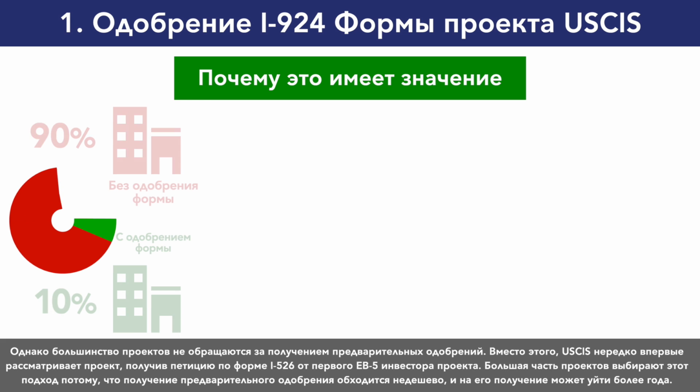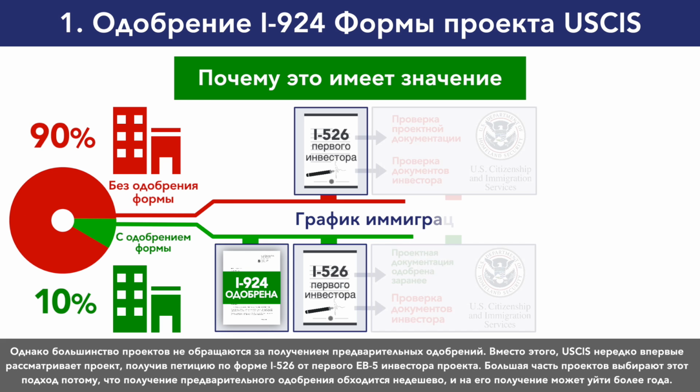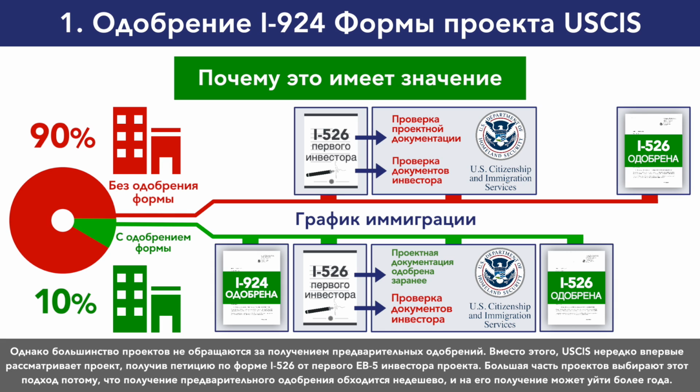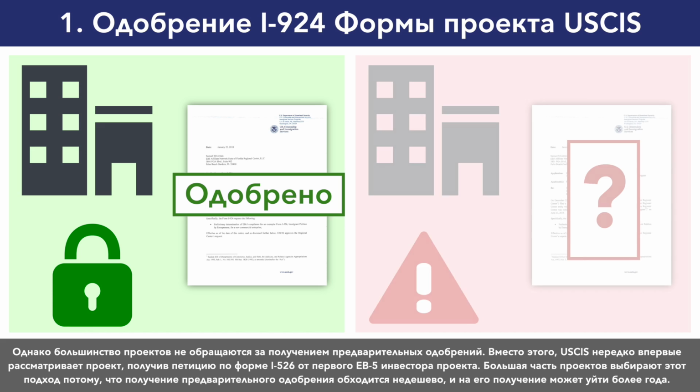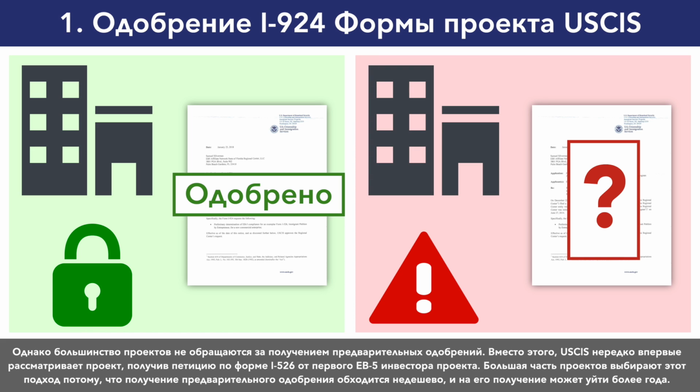Most projects, however, do not seek exemplar approval. Instead, projects are often initially reviewed by USCIS when the first EB-5 investor in a project submits his or her I-526 petition. The majority of projects choose this approach because obtaining exemplar approval is expensive and can take more than a year. Investors in projects without exemplar approval face greater immigration risk because the project may not be approved for the EB-5 program. The project's economic analysis could be rejected, the project could be improperly structured, or the project could otherwise be ineligible under the EB-5 program.